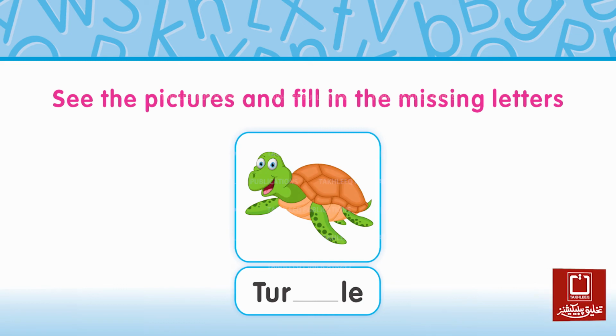Here we see the picture of a turtle. Here is written T U R dash L E. The spellings of turtle are T U R T L E. Turtle. Here letter T is missed, so we write here T.